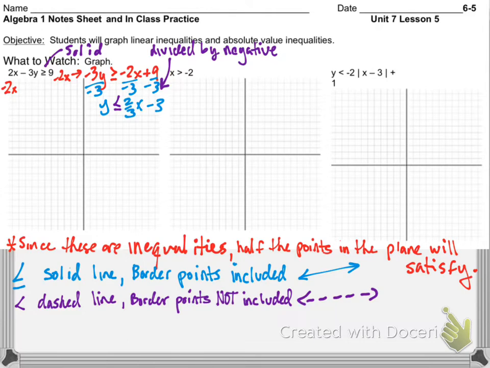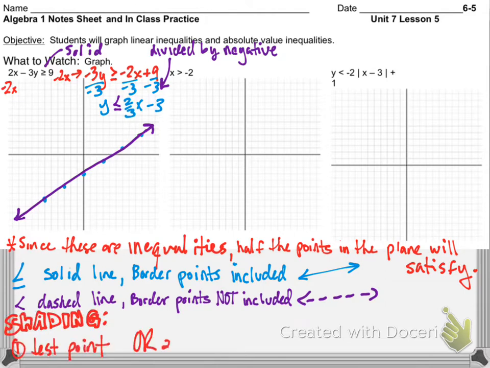Now I'm going to graph that just like I would graph y equals 2/3 x minus 3. Solid line because of the symbol. But now I have to shade it. There are two methods for determining where to shade. One is to test a point. I just pick a point on the graph, plug it into my inequality, and see if it works. The other is to look at it if I have it in y equals format. If it's y less than, I shade below, and if it's y greater than, I shade above.